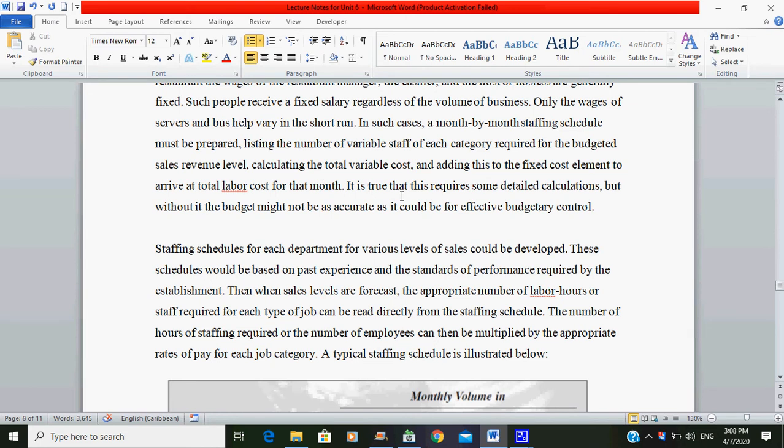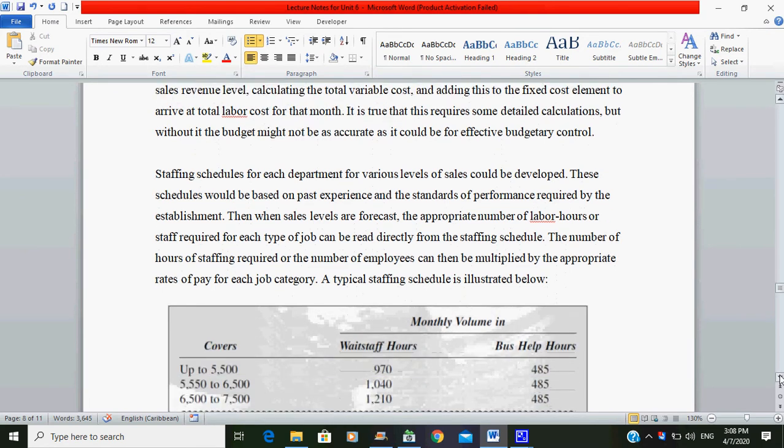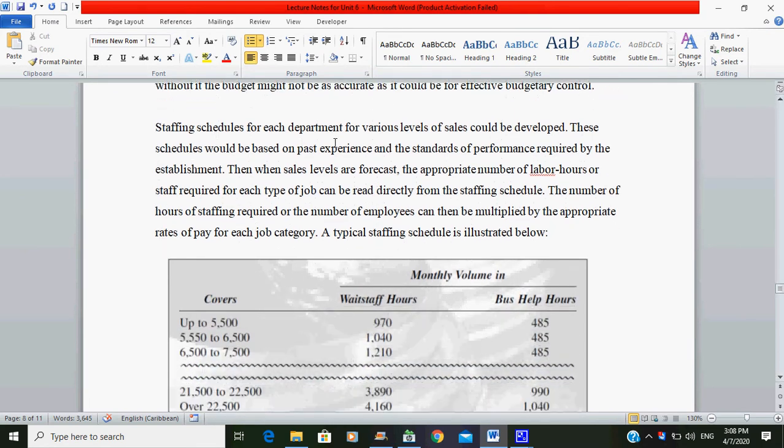It is true that this requires some detailed calculations, but without it, the budget might not be as accurate as it could be for effective budgetary control. Staffing schedules for each department for various levels of sales could be developed. These schedules will be based on past experience and standards of performance required by the establishment.